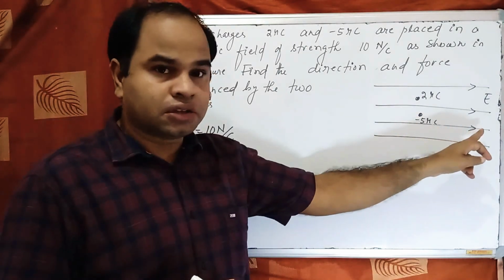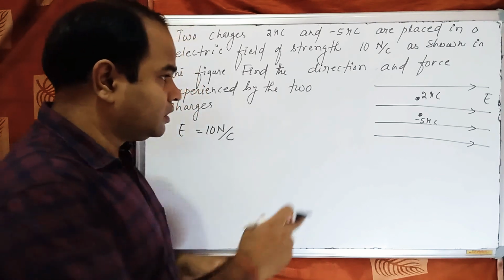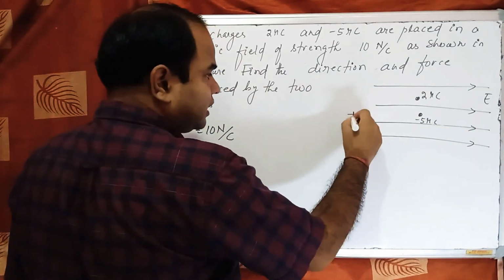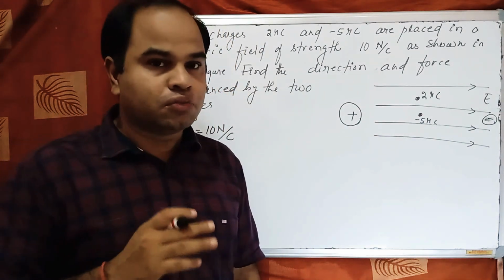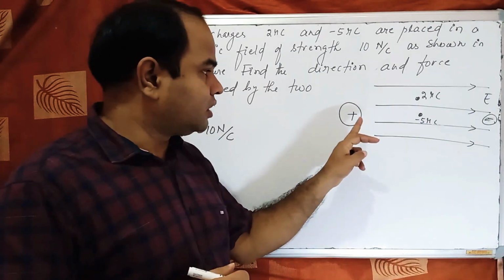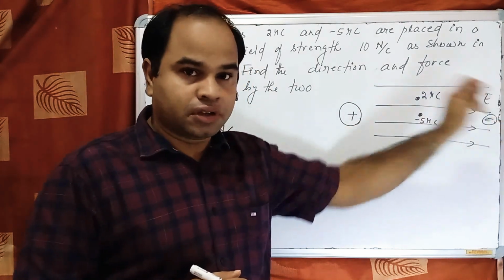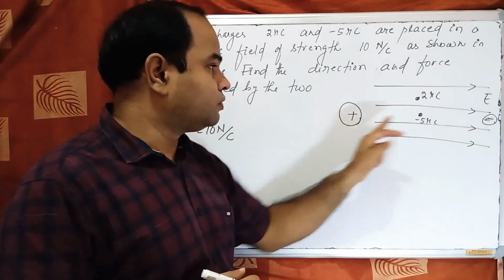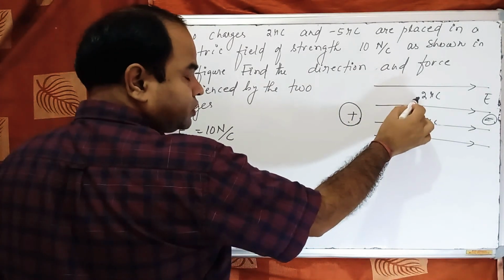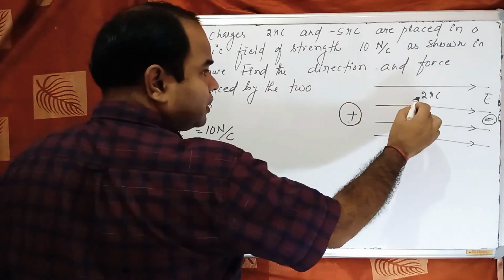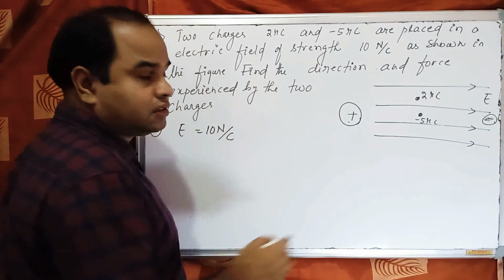The electric field is moving in the forward direction, and we know the electric field always travels from positive charge to negative charge. So this side is positive charge and the other side is negative charge. Since the field moves from positive to negative, the positive charge of 2 microcoulomb will be repelled in this direction, or attracted towards the negative charge in this direction.